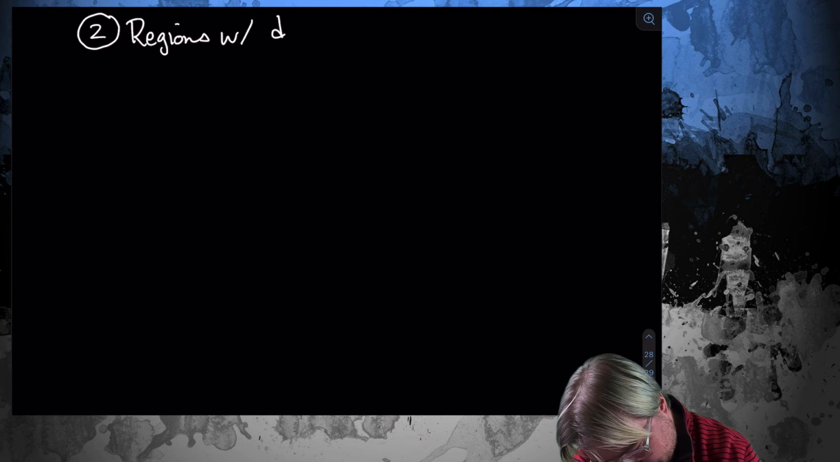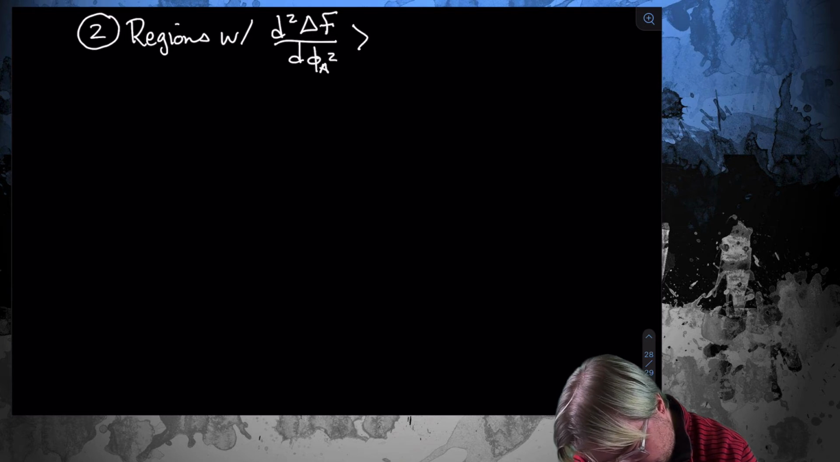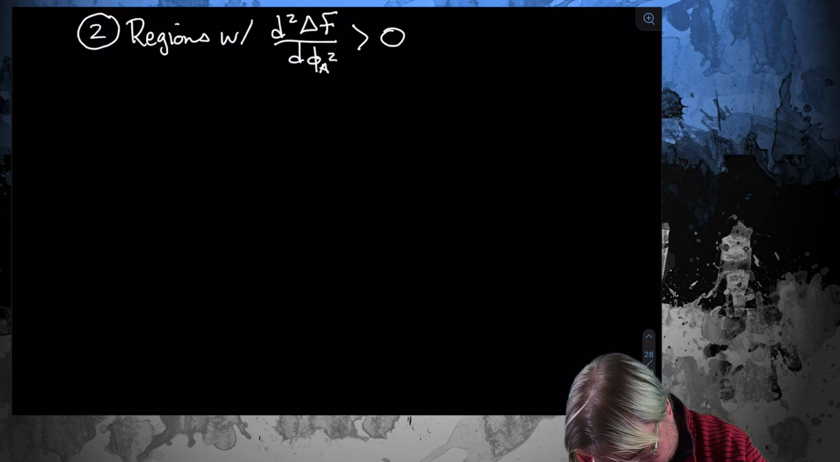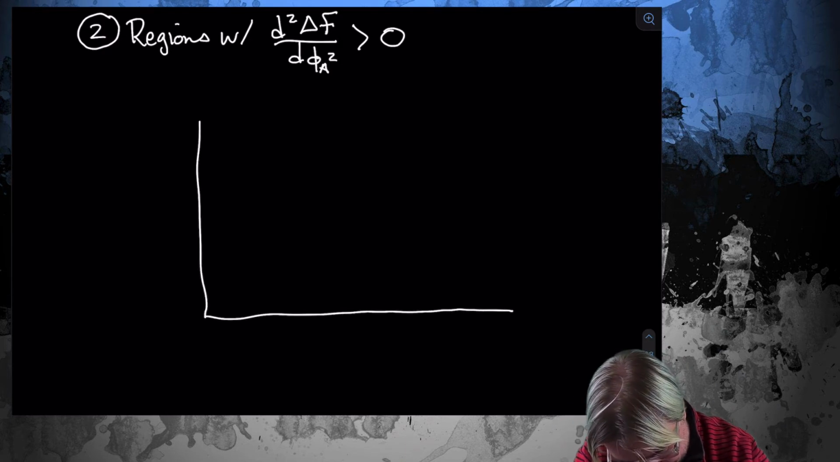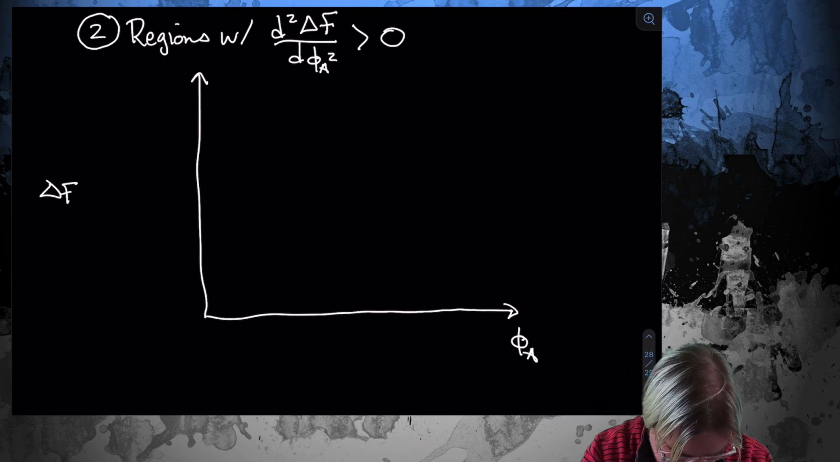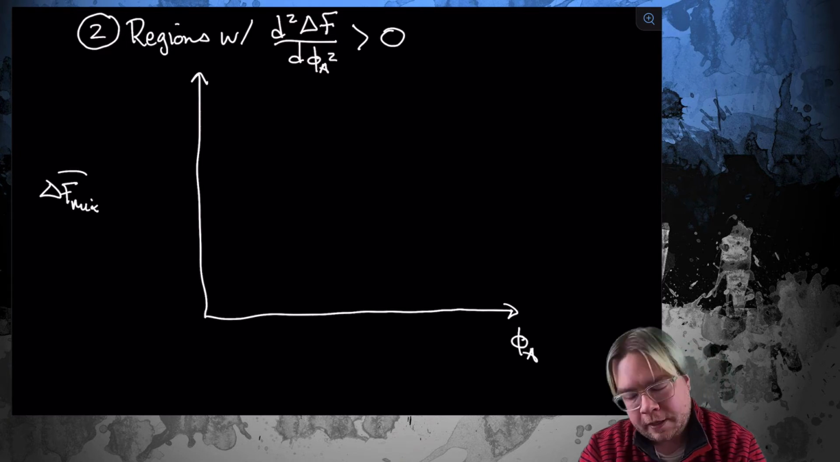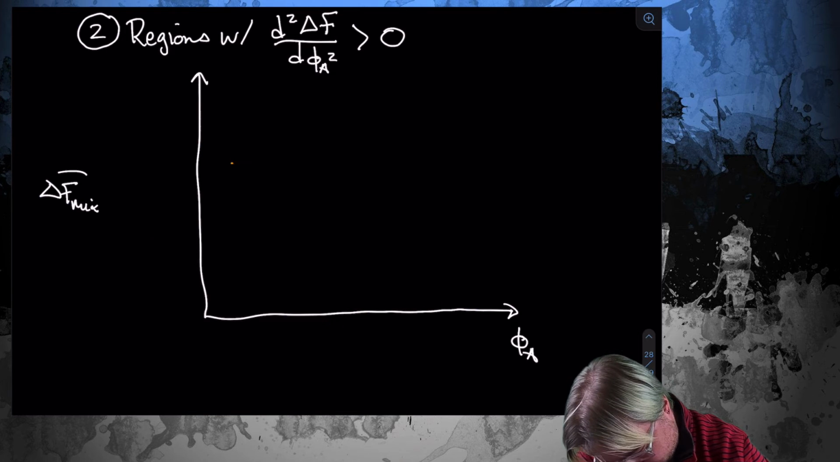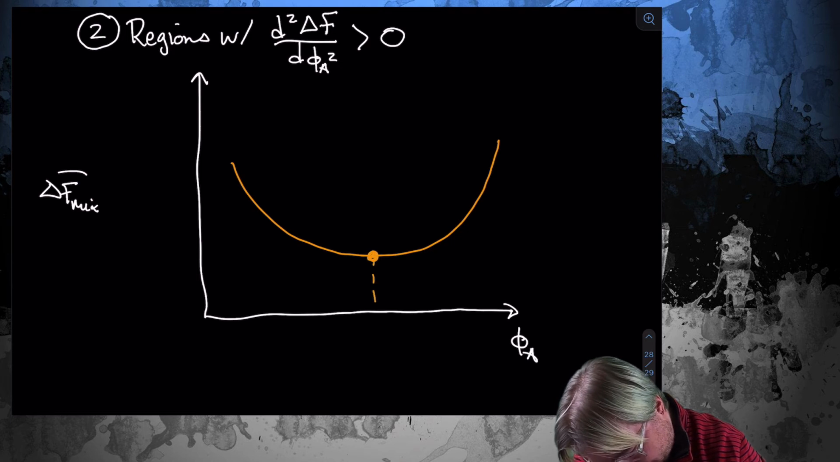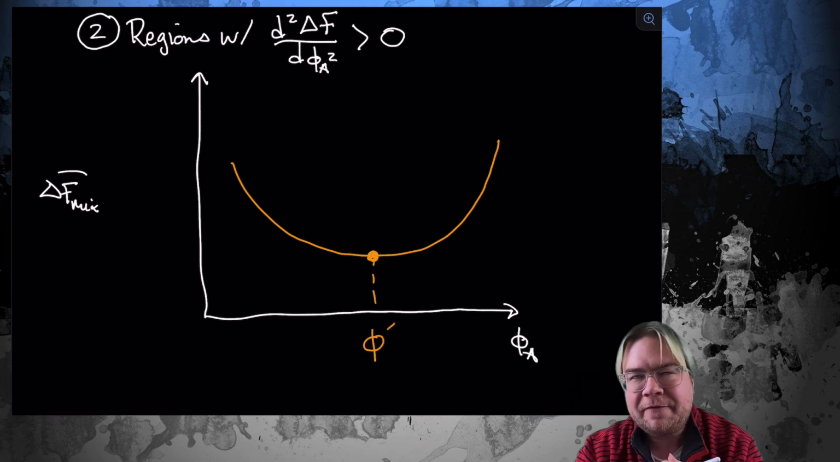So back to point 2, what about the regions with positive curvature? Well, we can do the same thing. We can zoom in on one of those regions. So let me draw the free energy one last time. Here's phi A, delta F mixing, and I'll zoom in on a region that has positive curvature. And just to make a connection with what we had above, that might be phi prime or phi double prime.